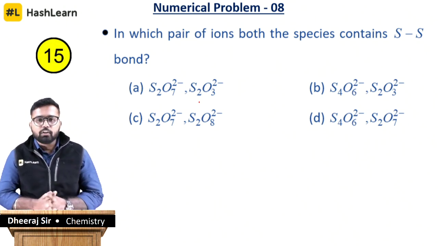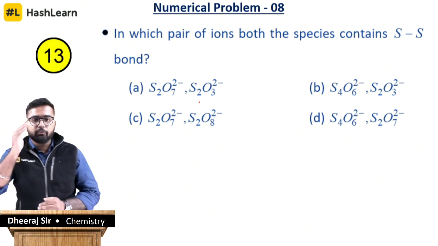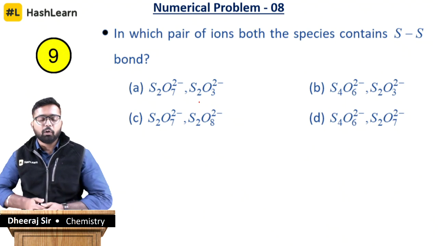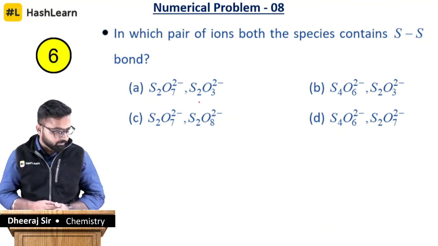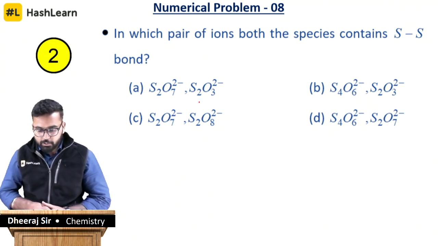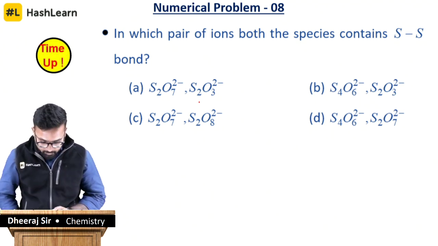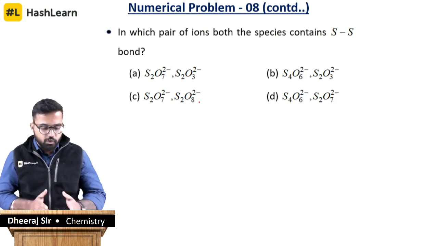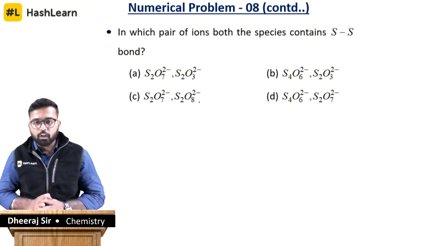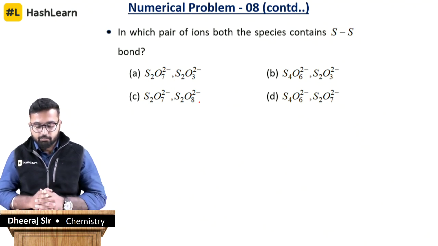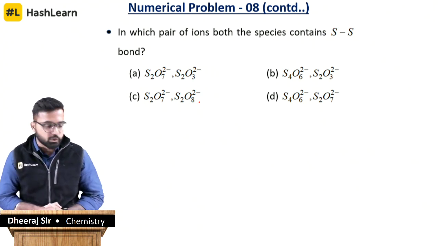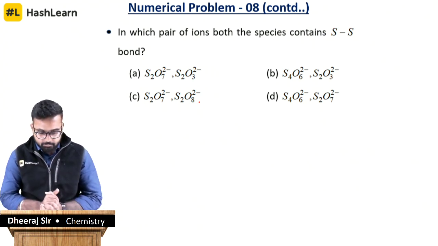So all of these are anions of acids. Once you have thorough knowledge of the acids of the 16th group, you will be able to answer questions like these without any problem. So in which pair of ions do both the species contain an S-S bond? Take your time, draw the structure. This is going to take you a little time. Draw the structures, and after drawing the structures, you'll be able to figure out where exactly you have an S-S bond in both the ionic species that are available as options. So go for it.